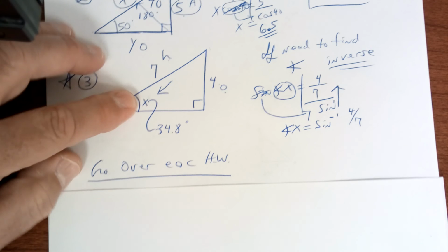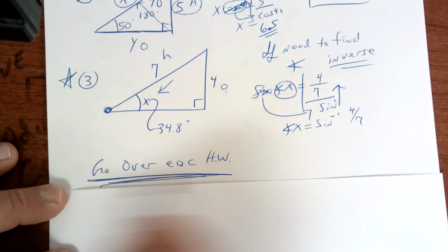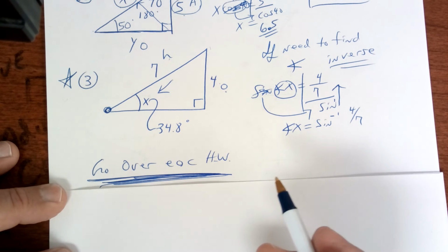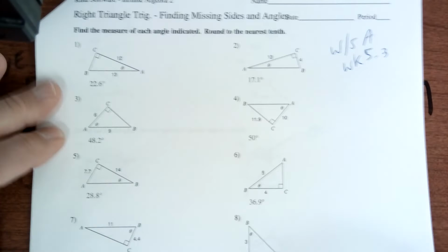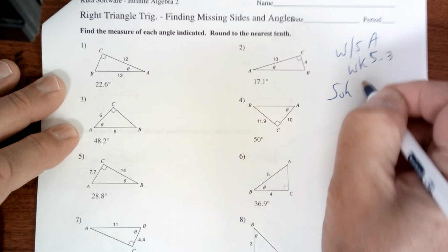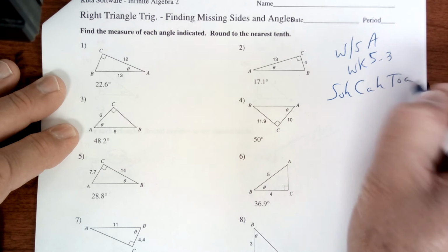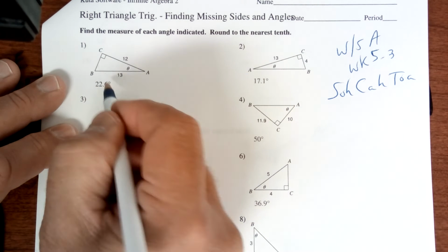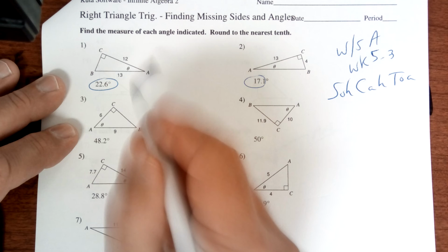We're going to go over the HOC work or the EOC work from the weekend. And then you're going to have a worksheet. So let's take a look at the worksheet here. All right, so on this one right here, I want to see the work. Make sure you put so, ka, toa, write that down. And these are the answers. So when you do the work, you can check your answers.